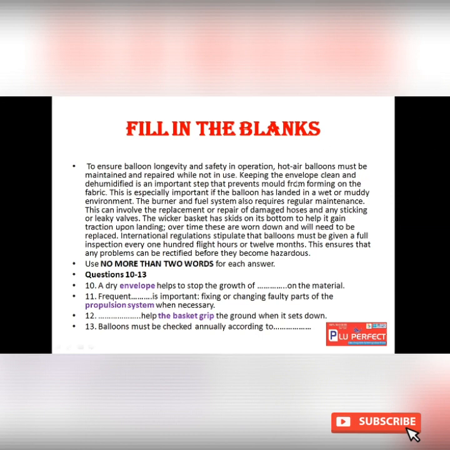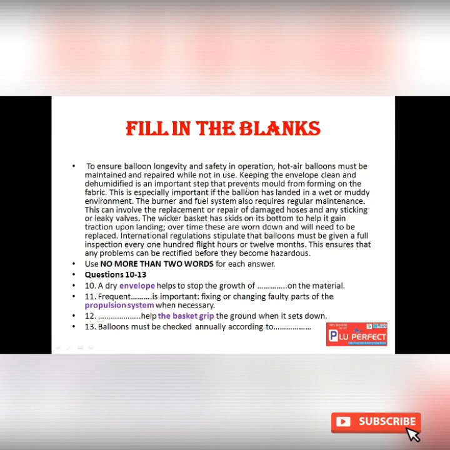Keeping the envelope clean, that means it should be clean without any dust and dirt, and dehumidified. Humid means something that carries moisture. But when I say dehumidified, it means the envelope is without water, it is not wet, it is without moisture, it is not damp, it's dry. Okay, so the envelope is dry, and it is an important step. So for important I can say maybe help, because something that is helping is important.